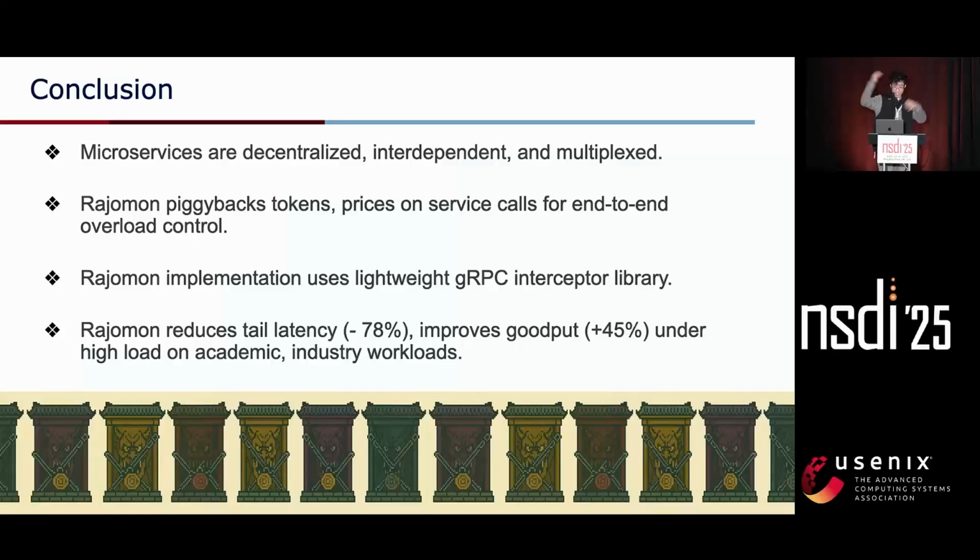For more line charts, please go check out our paper. I'm not going to show those figures right now. Just to conclude, microservices are challenging for overload control, and we tackle this problem with a token price mechanism and policies. We implemented Rajomon as a lightweight gRPC library for easier adoption, and it has achieved low latency and high throughput. So I'm happy to take any questions.